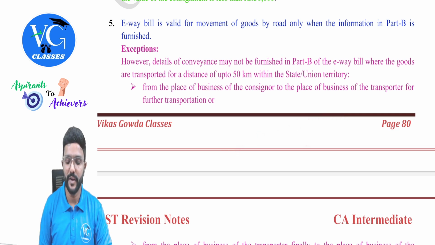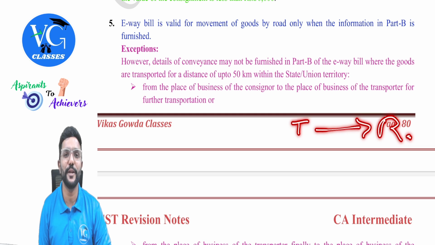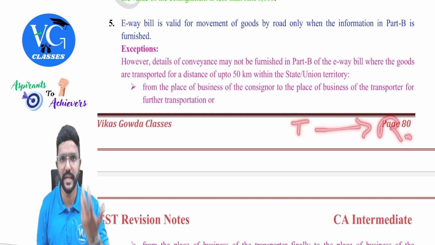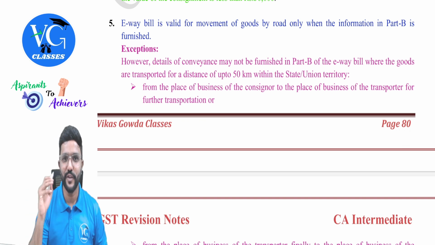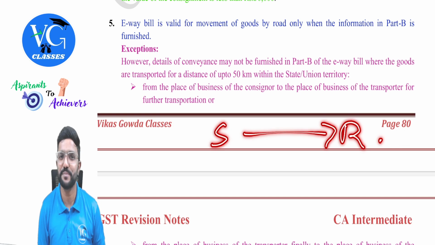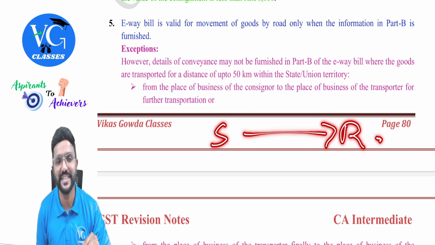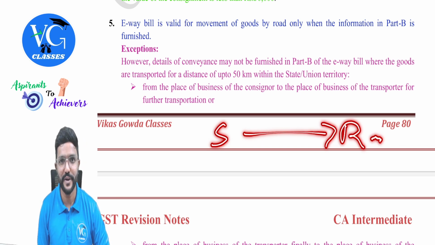Okay, sir. Same way, if it is from the transporter's place to the recipient's place, that is the consignee. If the distance is within 50 km and within the same state, they are telling Part B is not mandatory. If you want, you can give it, but it is not mandatory. Is that clear? Sir, what if the goods are directly going from the supplier's place to the recipient's place? In that case, Part B details are mandatory, even if it is within 50 kilometers, even if it is within the same state. Hope you understood.